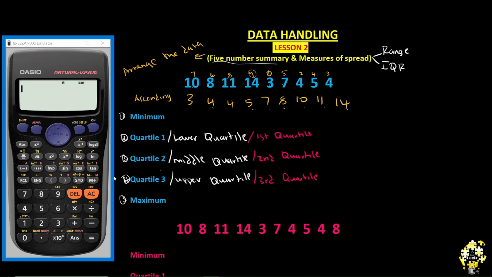Now, the minimum is the first or the smallest value. So the minimum here is going to be a 3. This 3 is the minimum. A maximum is the biggest value or the highest value. In this regard, the maximum is going to be a 14.